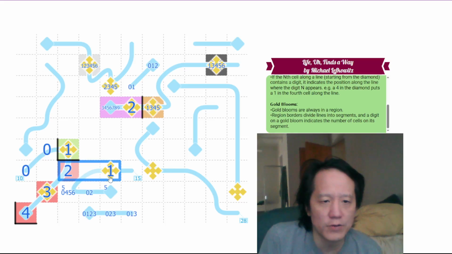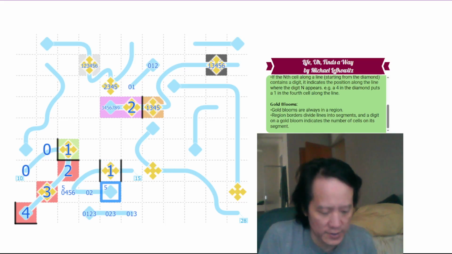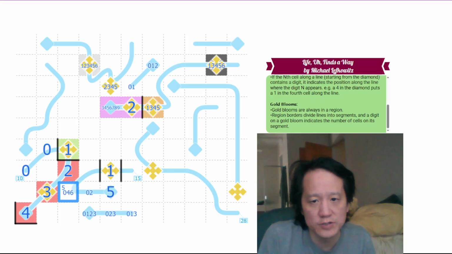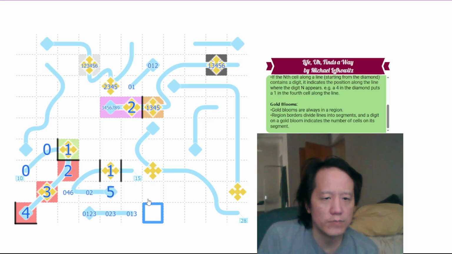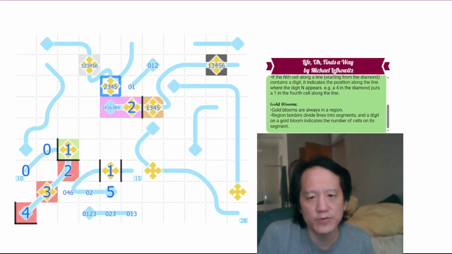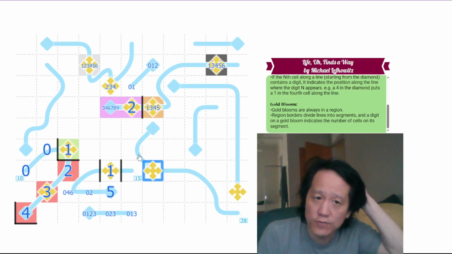This could be... Oh, no, can't be red. So this has to go like either here or here. So this is blocked this way. That means 5 has to be here. That eliminates 5 from here. This is not a gold bloom, so it doesn't have to match the number of cells in the region. That means this can't be 5 and this can't be 5. Okay.